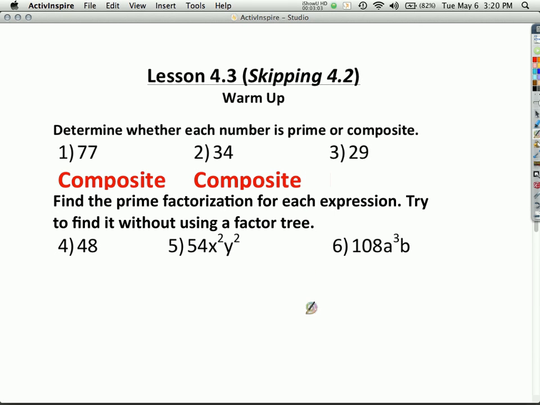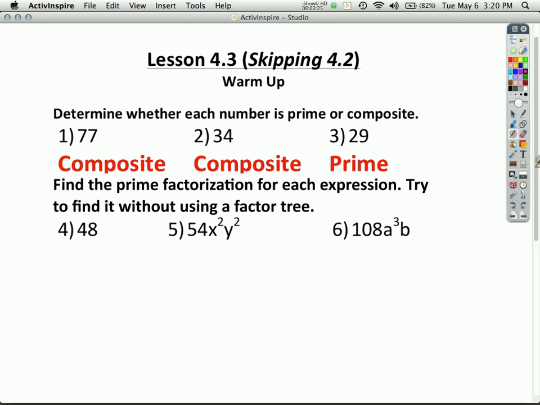What about number 3, the number 29? Give me a thumbs up if you think it's prime. Some people over here, some people over here. Looks like just about everybody thinks it's prime. That's good because it is prime. We will go over those in a couple of minutes.